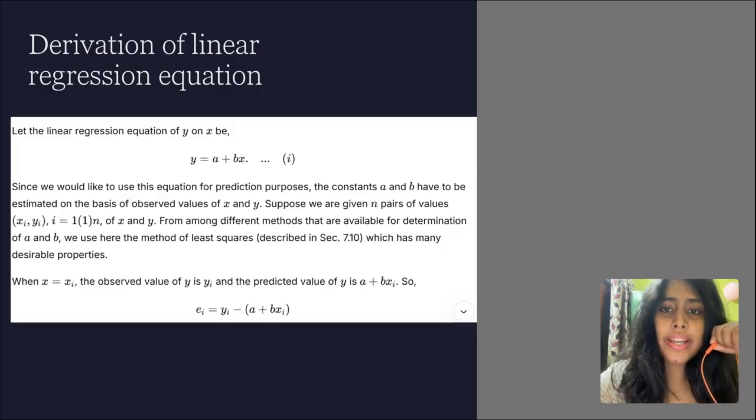Now, when x equals xi, the observed value of y is yi and the predicted value of y is a plus bxi. So ei equals yi minus (a plus bxi), which is the error. The method of least squares requires that a and b should be so determined that the summation of ei squared is a minimum. This is the most important topic of our class.